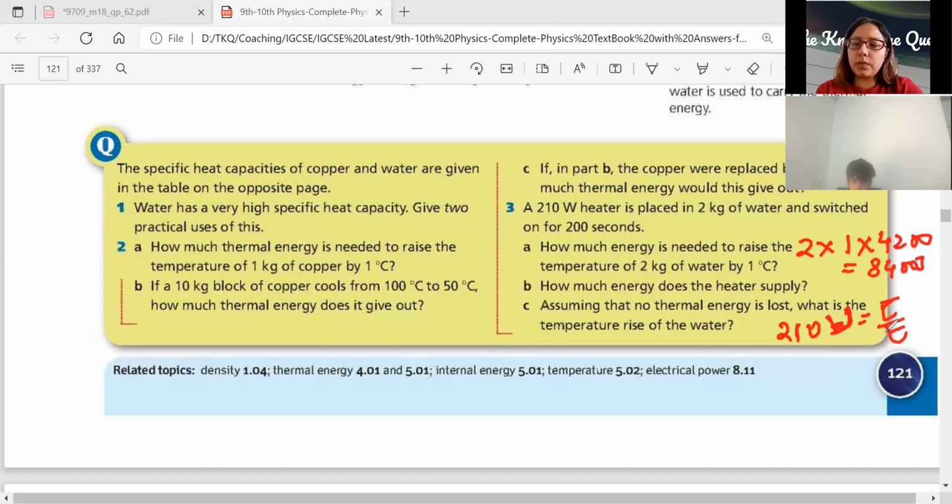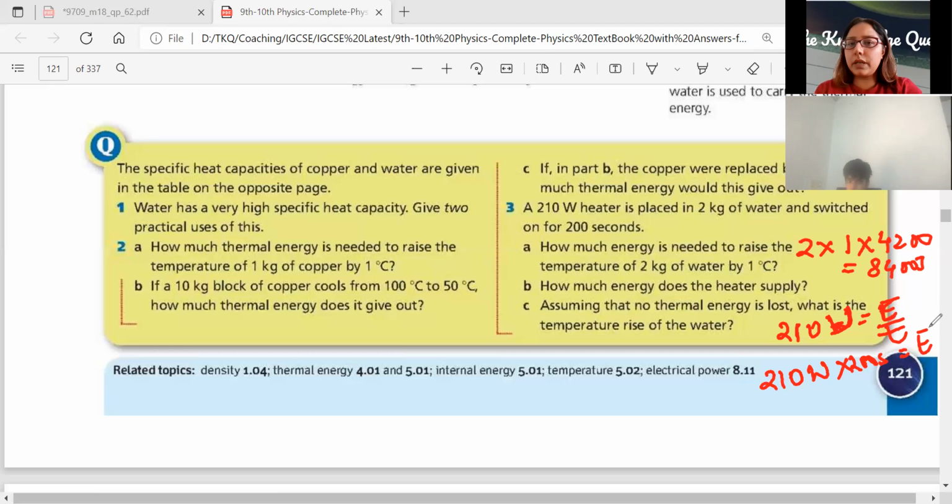So what did you say? How much energy upon time would become 210 watts multiplied by 200 seconds? What's your answer for this? But no, 210 watts heater. Now, so the heater is, what is the question? Oh, okay, fine. Overall, yeah, sorry. So 210 watts into 200 seconds.